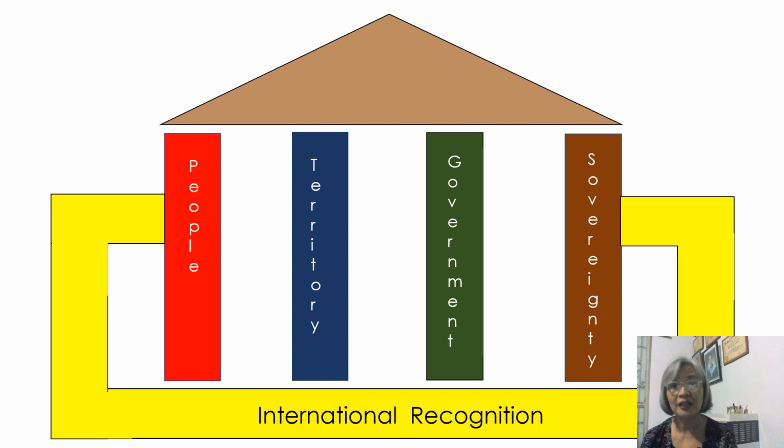So, kapag itong limang elements na to nag-converge, there will be created inherent powers. So, ano-ano yung powers na yon? So, we have the power of eminent domain, police power, and power of taxation. Yun yung topic natin. Power of taxation.